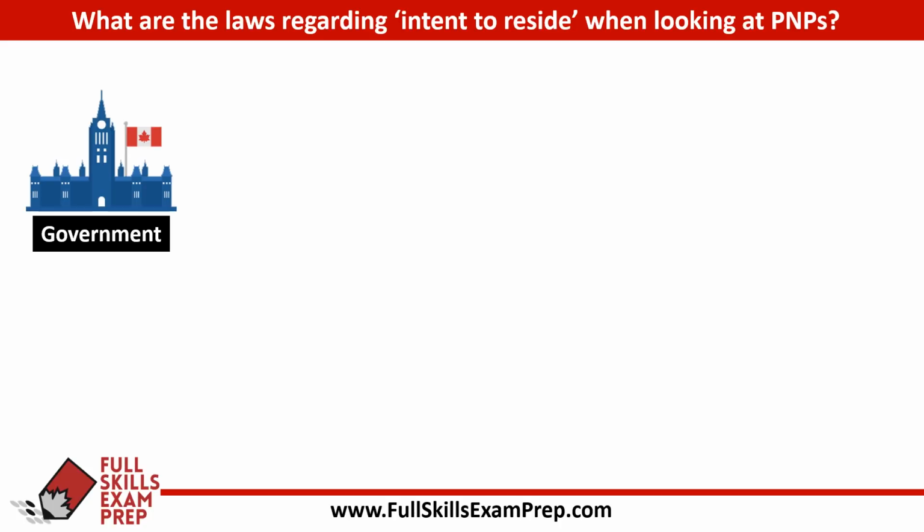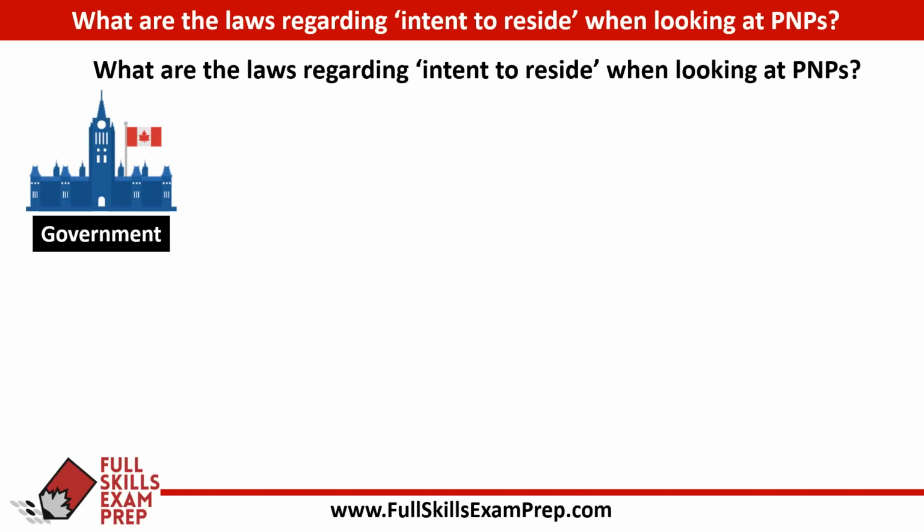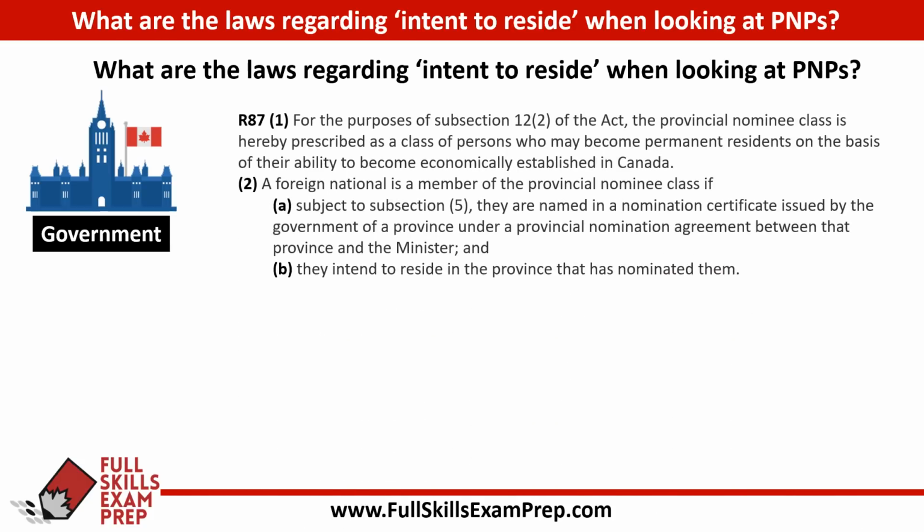All right, so let's take a look at the laws themselves to see how this pertains to the intent to reside in provinces when immigrating through a PNP. Obviously the best source of information for looking at laws is the IRPA regulations, right? I think we all know this. Regulation 87 covers this really thoroughly. I think you've probably seen this before.